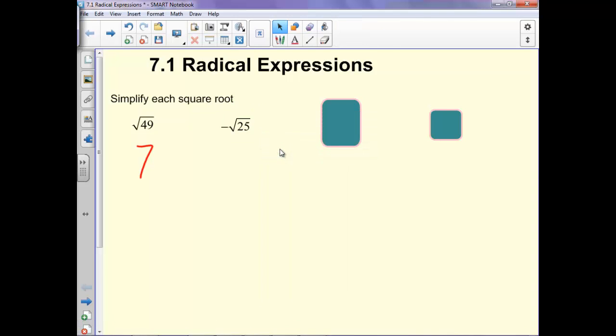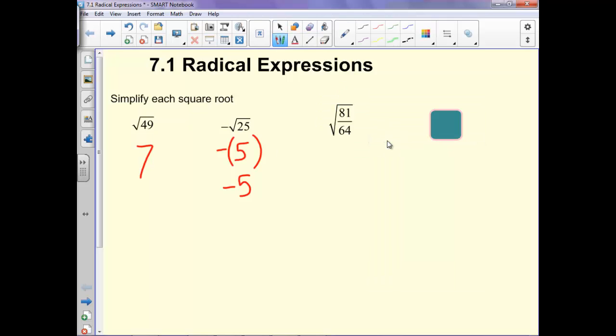On this next one, we have negative square root of 25. So negative square root of 25 is 5. So we get negative 5. On this one, it's the same thing as the square root of 81 over square root of 64. Square root of 81 is 9. Square root of 64 is 8.